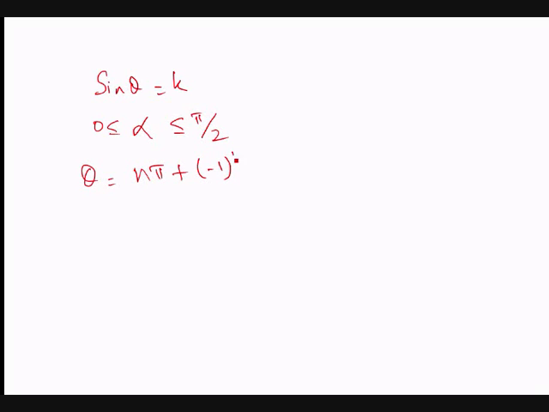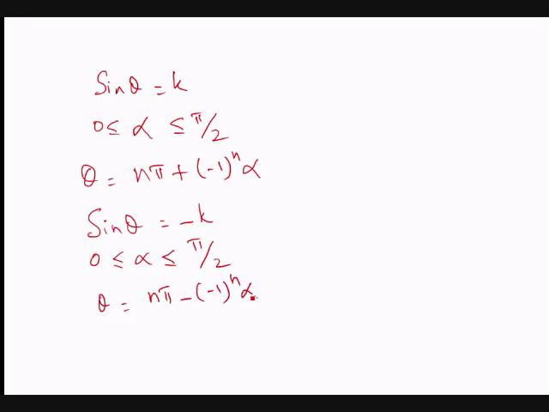So if we write it together, when sin theta equal to k, and if you are able to find the angle between 0 and pi by 2, now let me call this angle as alpha, then my general solution, all other thetas, will be n pi plus negative 1 power n alpha. And if the equation was sin theta equal to negative k, and if I could find an angle between 0 and pi over 2, and which will be the same as this, then the other angles will be n pi minus negative 1 power n alpha.